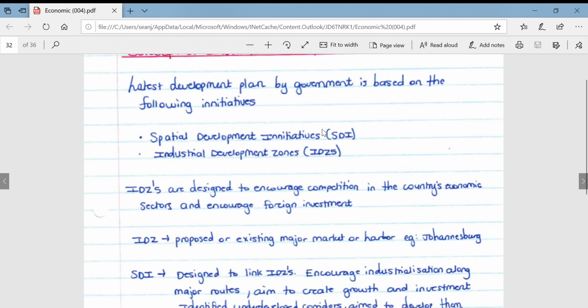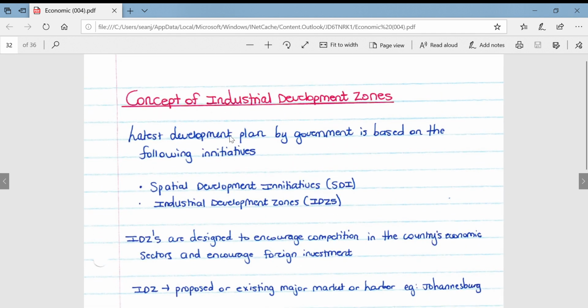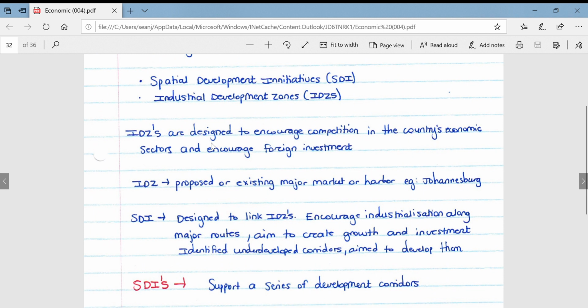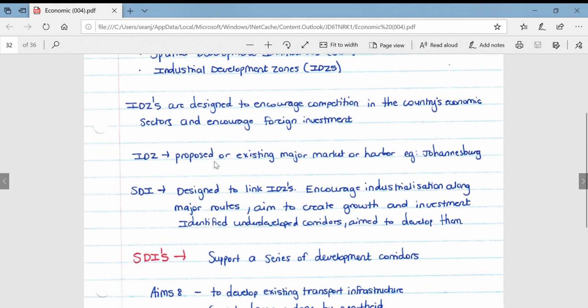Concept of industrial development zones. The latest development plan by the government is based on the following initiatives: spatial development initiatives and industrial development zones. IDZs are designed to encourage competition in the country's economic sectors and encourage foreign investment.